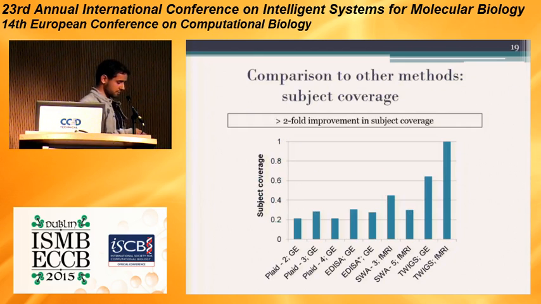Okay? We have also compared our algorithm to other methods that analyze 3-way data sets, although they find very different patterns, so we at least compared the methods in terms of the average coverage of the modules, and we found that our algorithm provides more than 2-fold improvement in subject coverage, both in the fMRI application and in the gene expression application.